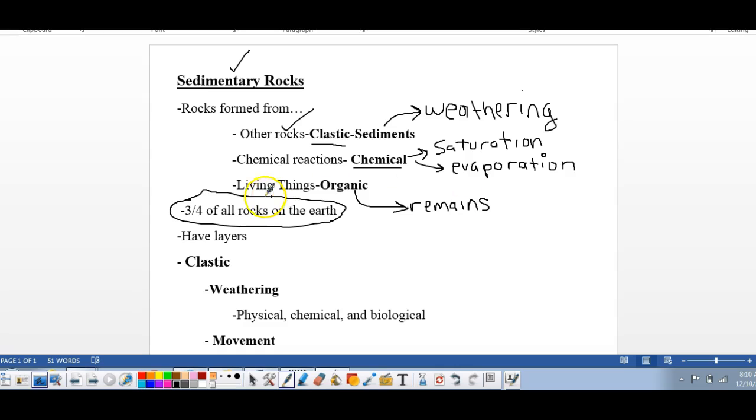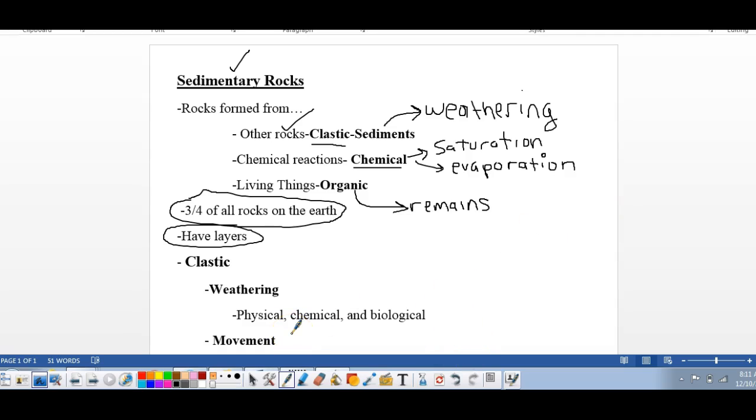Okay. A really important thing about sedimentary rocks, though, usually is they have layers. They form in layers. So you have rocks get laid down at one time, then some new rocks get laid down, and they usually have very distinctive layers.